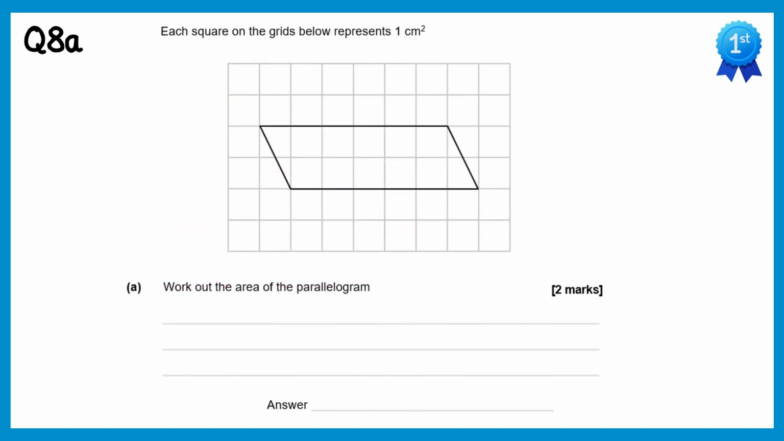In this question, we need to work out the area of a parallelogram. To do that, you multiply the base by the perpendicular height. The base of this one is 6 centimeters, the perpendicular height is 2 centimeters, so 2 times 6 gives you 12, so the answer is 12 centimeters squared.